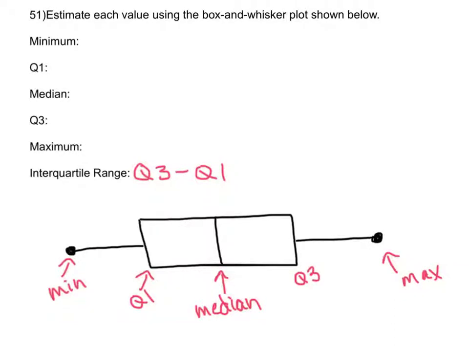In number 51, you need to estimate each value using the box and whisker plot shown. On the bottom here, I show you where the min or minimum is, quartile 1, the median, the quartile 3, and the max are. And in order to get the interquartile range, you take the Q3 minus the Q1.